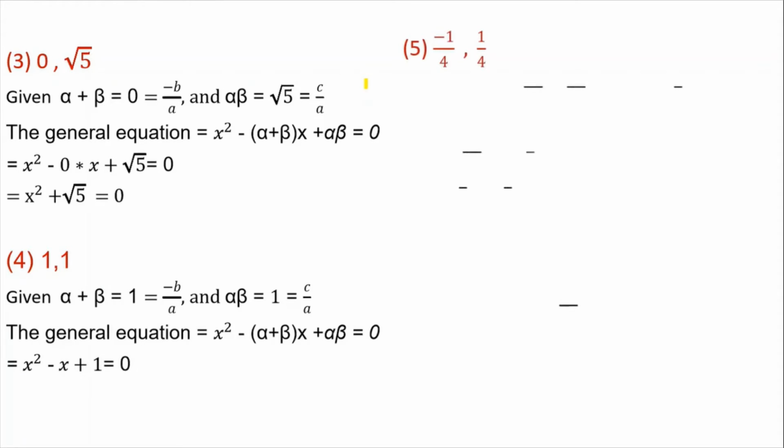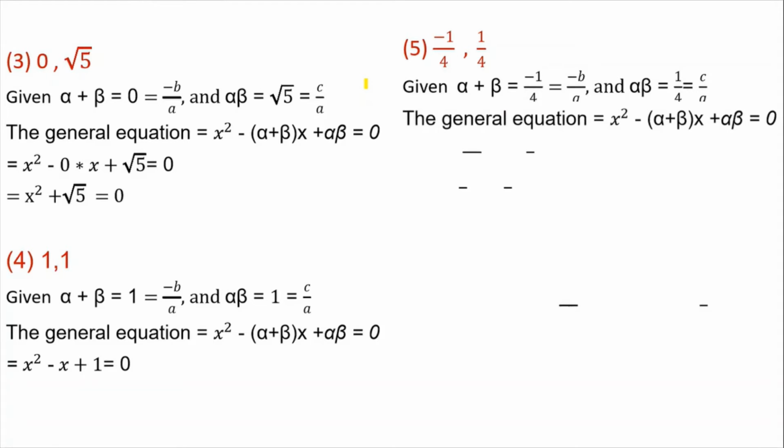Fifth sum, minus 1 by 4 comma 1 by 4. Given alpha plus beta is equal to minus 1 by 4 and alpha beta is equal to 1 by 4. We know that the general equation when alpha plus beta and alpha beta are given is x square minus alpha plus beta x plus alpha beta equal to 0. Then if you substitute the values, we are getting x square minus of minus 1 by 4 into x plus 1 by 4 equal to 0. So if you multiply by 4, we get 4x square plus x plus 1 is equal to 0.